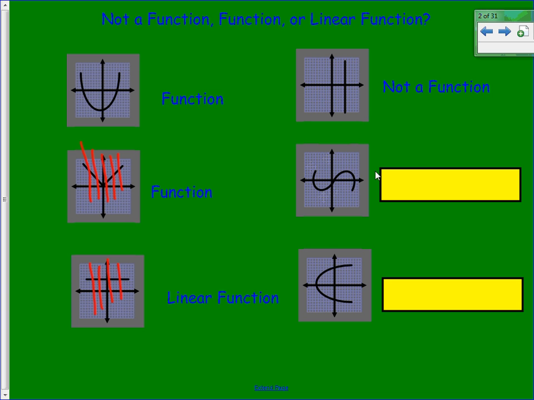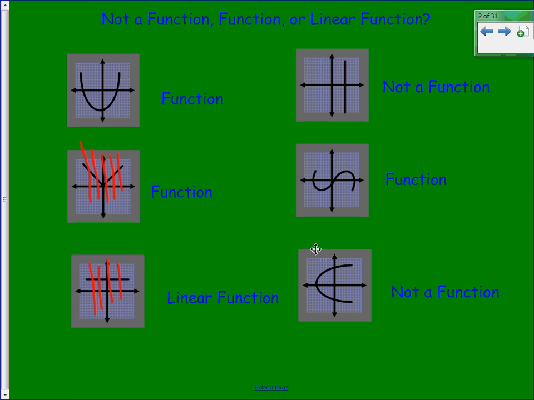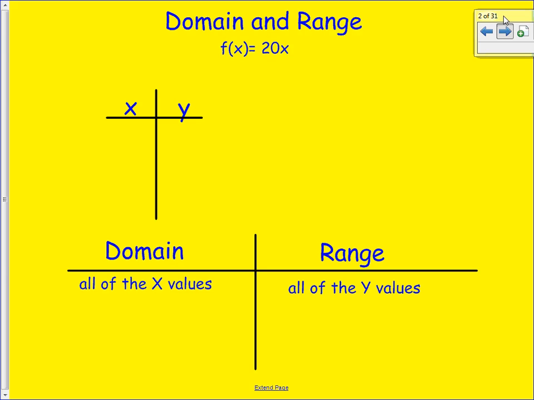Is this a function? Actually, it's supposed to be a function, even though it doesn't really look like it. This isn't supposed to be on top of each other, but this is more of a trigonometric function, something you'll see later on in calculus. And of course, this is not a function. If we were to do our vertical line test, it's intersecting that graph at least twice.